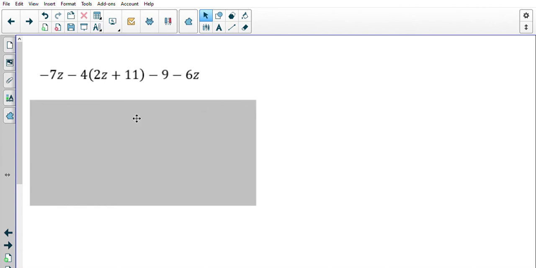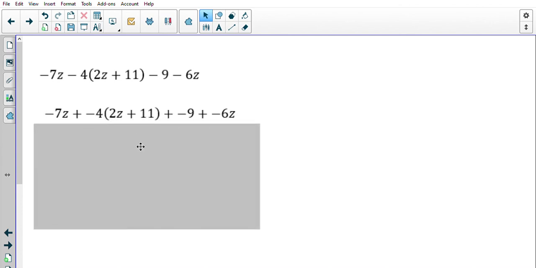All right, so let's add the opposite first. We've got negative 7z plus negative 4, in parentheses 2z plus 11. The negative 9 becomes plus a negative 9. The negative 6z becomes plus a negative 6z. All right, let's go ahead and distribute this negative 4 into the parentheses.